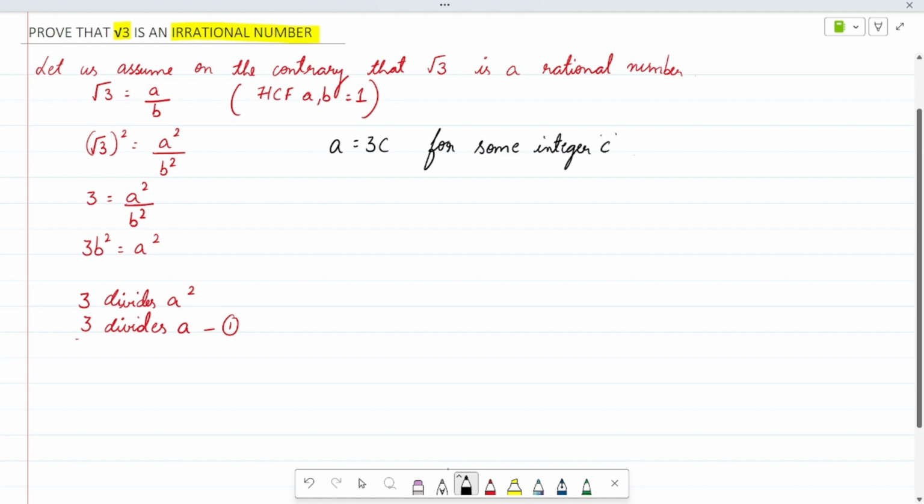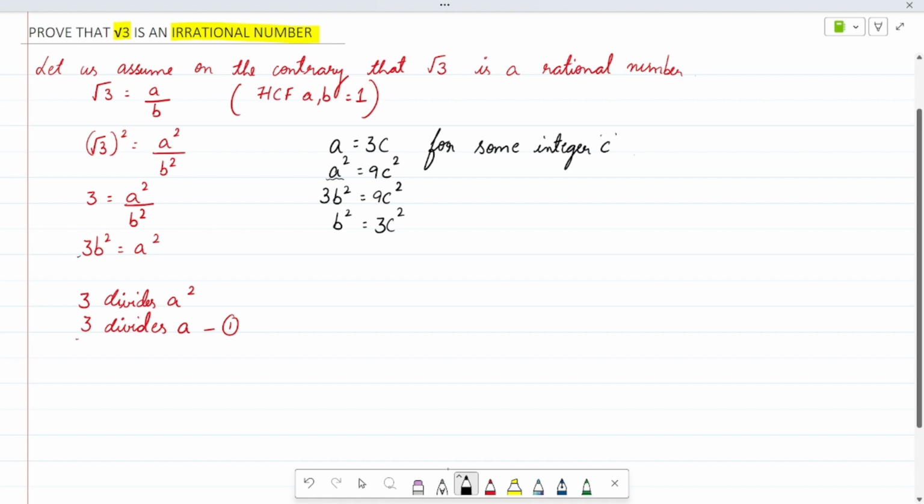Let us see. Taking square on both sides, I will have a square equals 9c squared. And of course, a square is already known, which is 3b square. Correct? So let me put it this way, 3b square is equal to 9c square. So now I am ending up with an equation which looks something like this: b square equals 3c square.